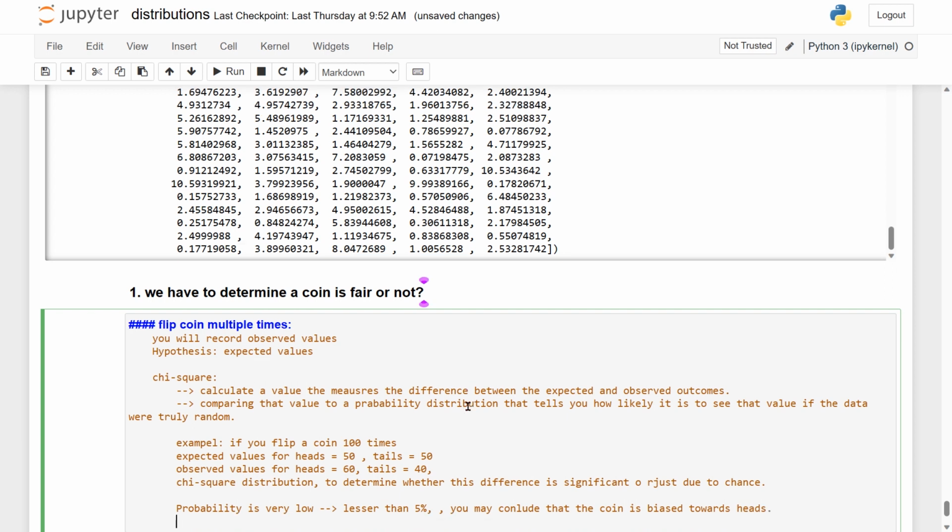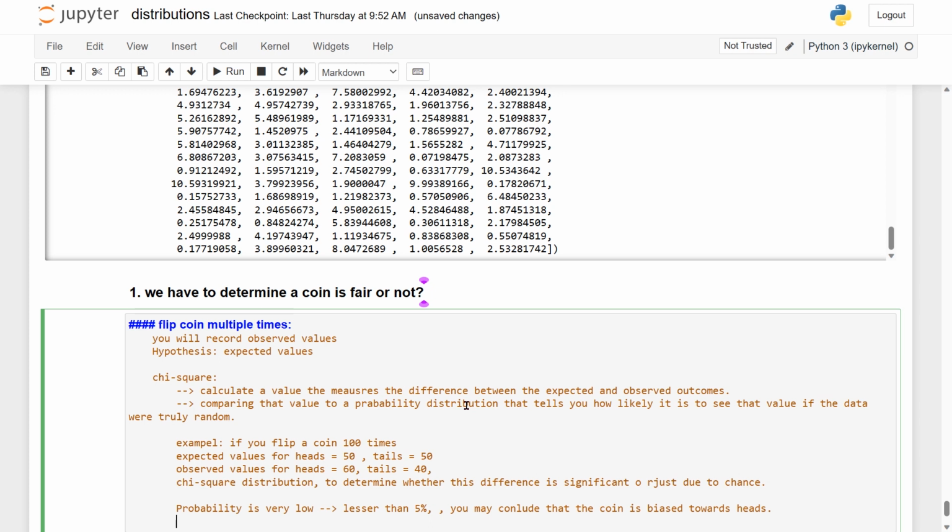So in summary, the chi-square distribution is a tool used to analyze whether the observed data is significantly different from what you would expect to see by chance, and can be used in a variety of applications such as testing the fairness of a coin or analyzing the results of a survey. Very important. Or comparing the performance of different machine learning models. Very, very important.